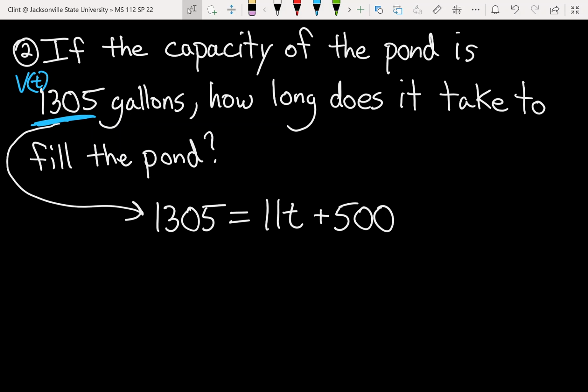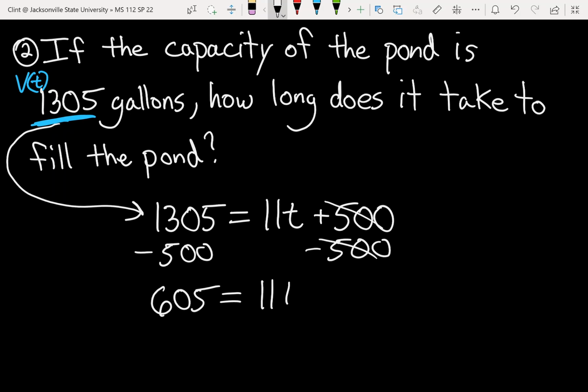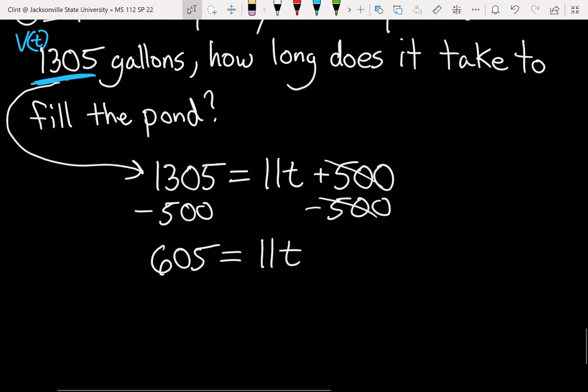What we want to know is how much time's gone by. So we're solving for t. Once you get to here, it's easy. Just realizing where this number goes is the main thing. So how can we solve for t? We can subtract 500 from both sides, and we'll get 605 equals 11t. Then what? Divide both sides by 11.